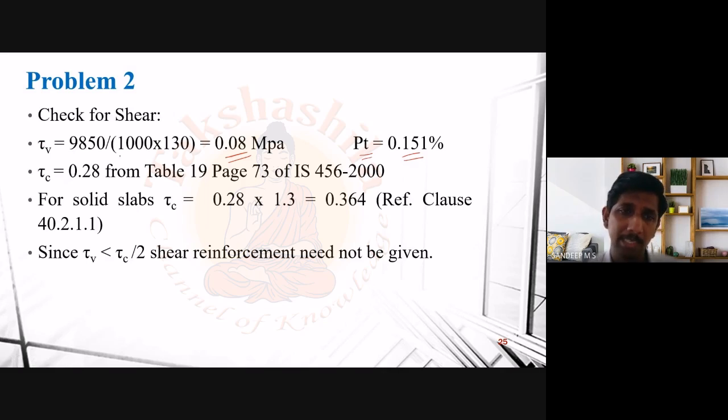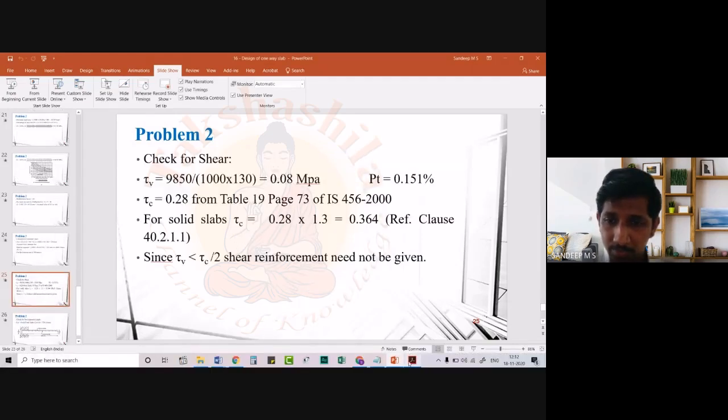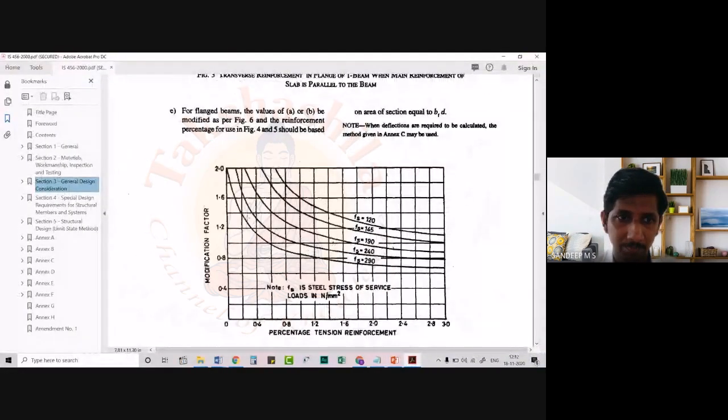Based on this PT, that is 100 AST by BD, and the grade of concrete, we can get the value of tau C from table 19 of IS 456, and also get the value of tau C max, and compare these values. Here you can see that the value of tau C is coming around 0.364. And why have I multiplied using 1.3? If you remember, there was a table. Let's first go through that. 40.2.1.1.